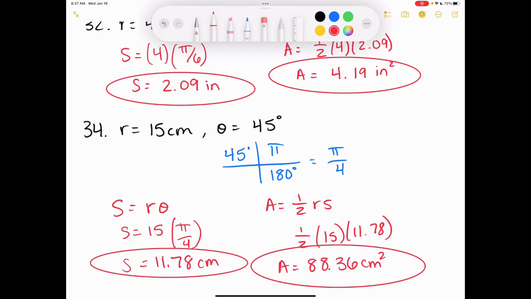Last year it cracked me up. I think it was last year. Before I handed out the test or quiz, whatever it was, I said, what does theta have to be in for arc length and area? Everybody was like, radians. Great. And over half the class didn't convert it. So, ingrain that in your brain. It's got to be in radians.